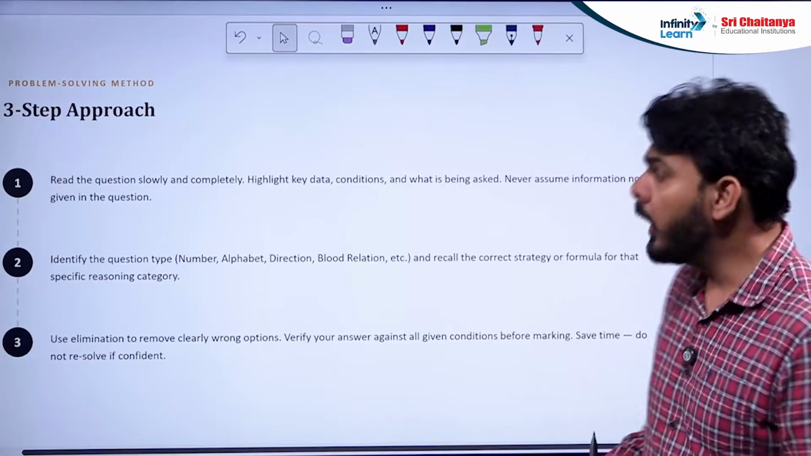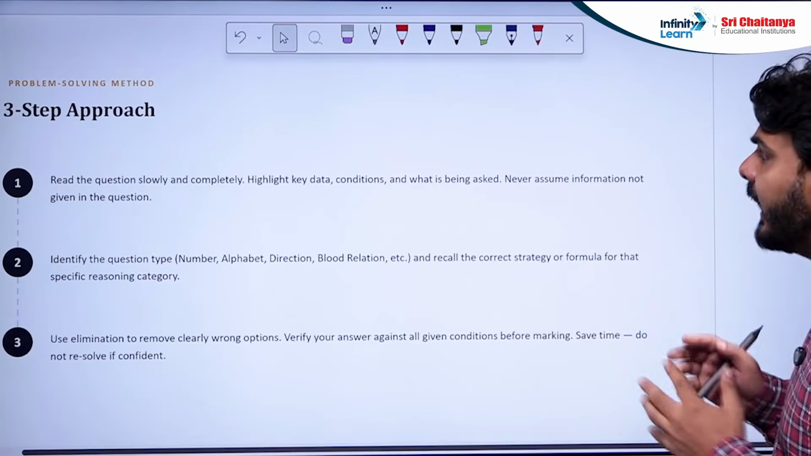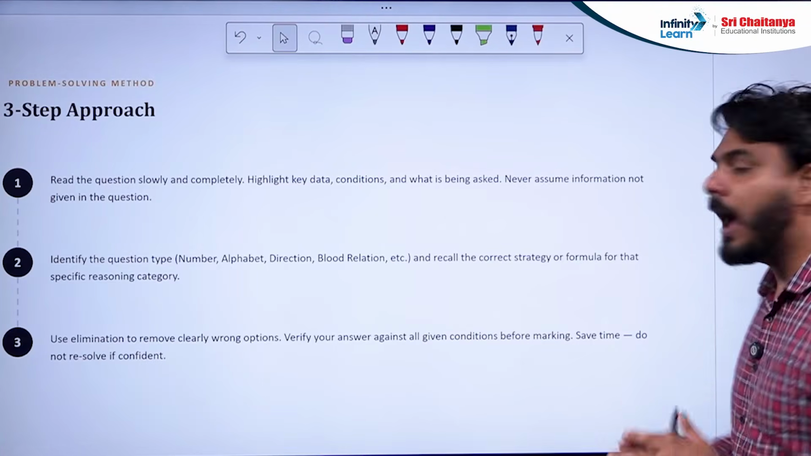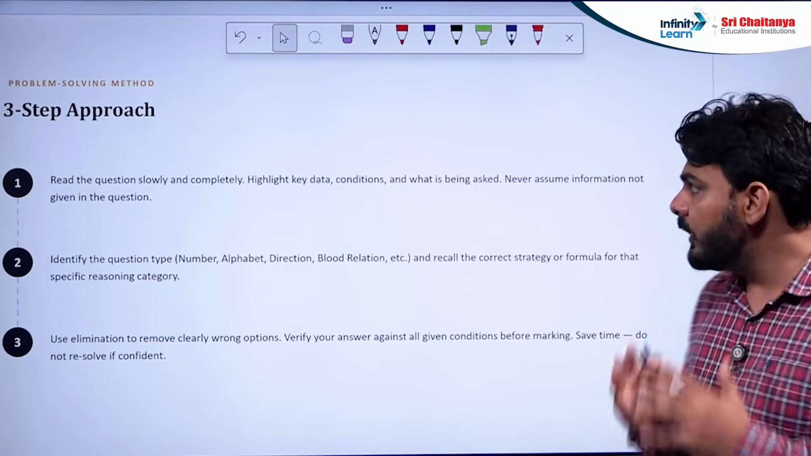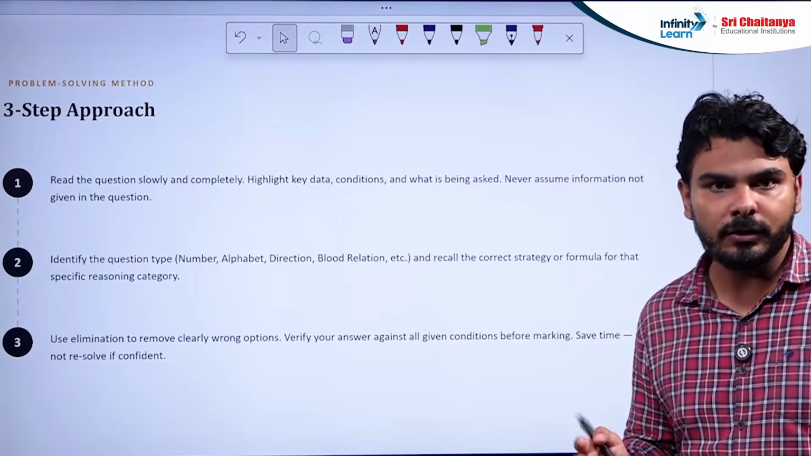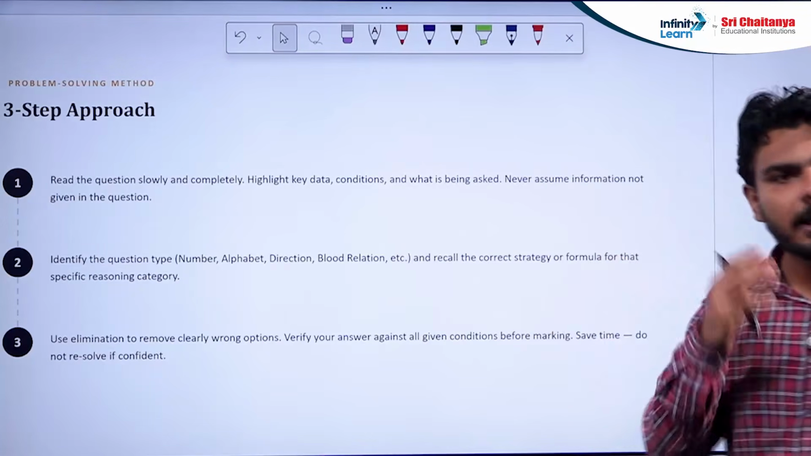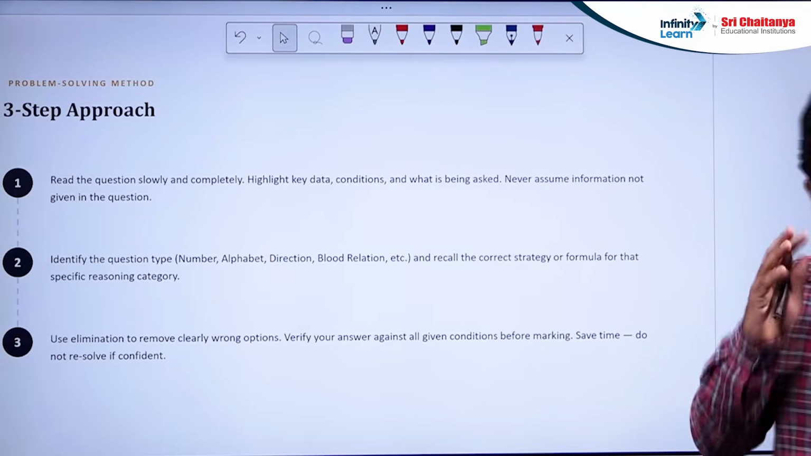The first step tells you to read the question slowly and completely, and highlight key data, conditions, and what is being asked. Never assume information which is not given to you. This is an important point. I'm just repeating whatever is written here so that you can understand.